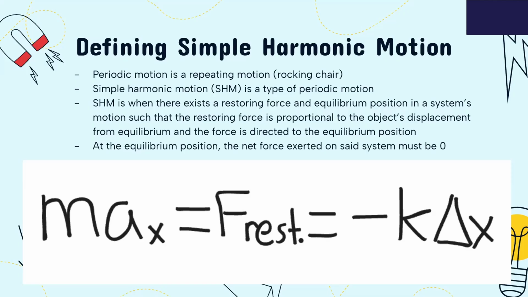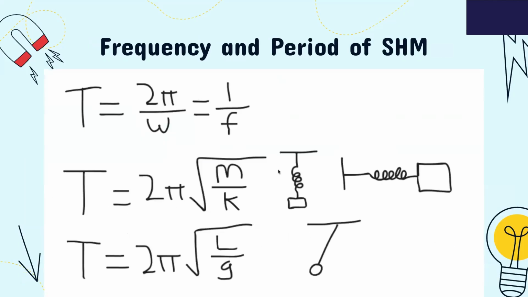At the equilibrium position, the net force exerted on the system must be 0. So we can write this in equation form as m a_x, in the x direction, equals the restoring force, and that's equal to minus k change in x, where k is some constant we don't know, and it's minus because it points back to the equilibrium position and opposite to the displacement, and it's proportional to change in x.